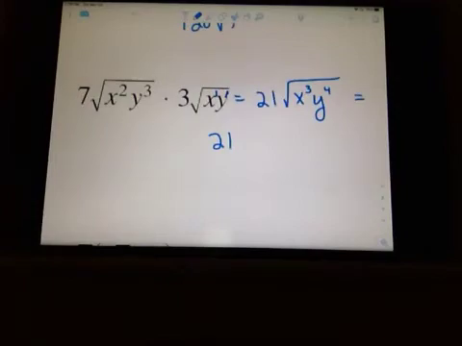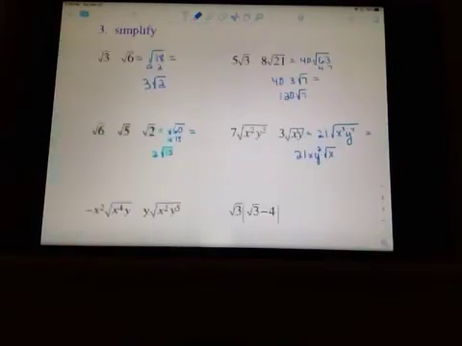So I'm working with square roots. 2 goes into 3 one time with 1 left over. 2 goes into 4 evenly twice with none left over. So final answer, 21xy squared square root x.